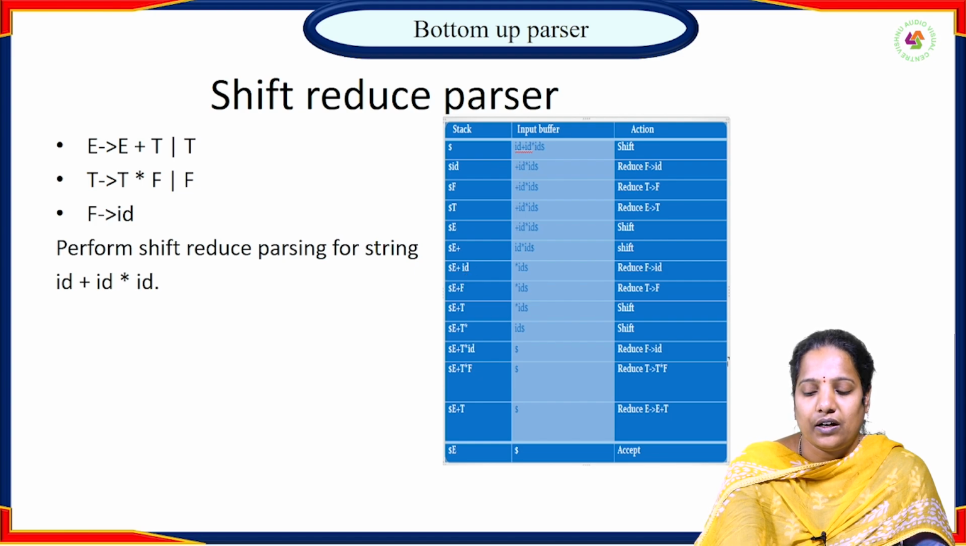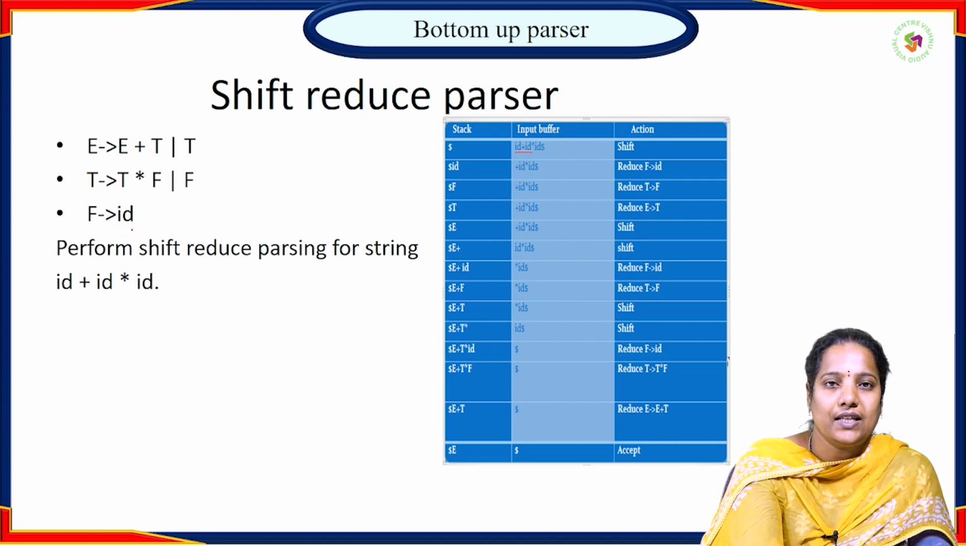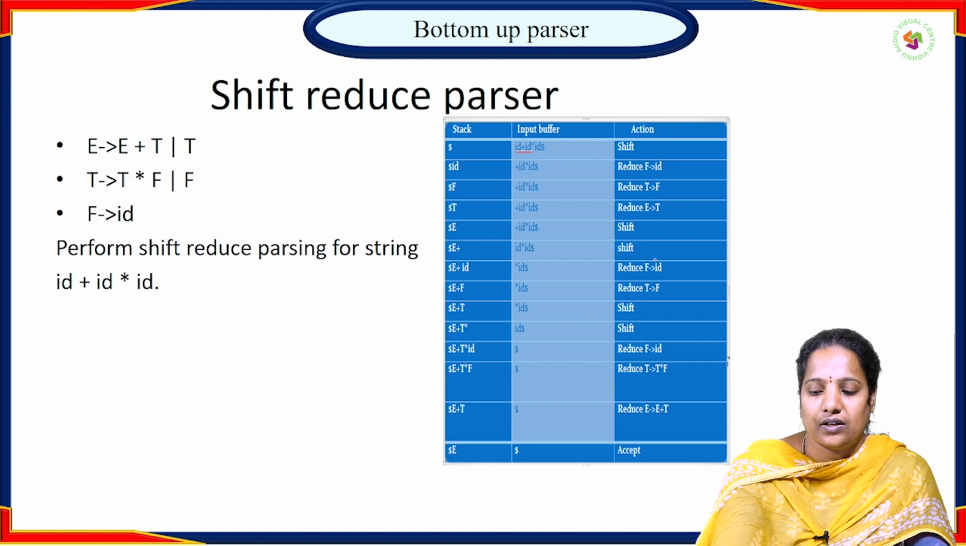When you observe the top of the stack, ID, once again it is a handle. We can perform the reduce operation, that is called reduce F tends to ID, because we found ID as a handle. Whenever you find ID as a handle, we can perform the reduce action. By performing the reduce action, ID will be replaced with F. Once again F is a handle, we need to reduce F to T, then we are going to get E plus T.